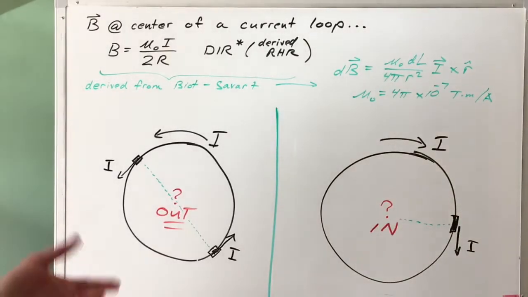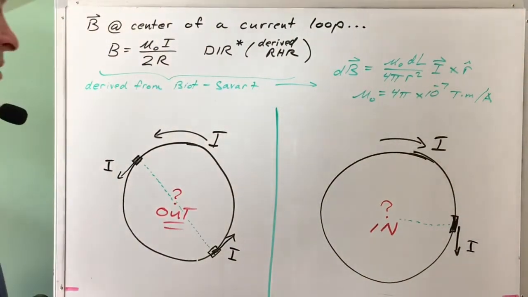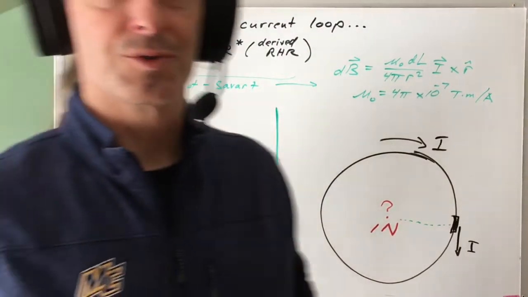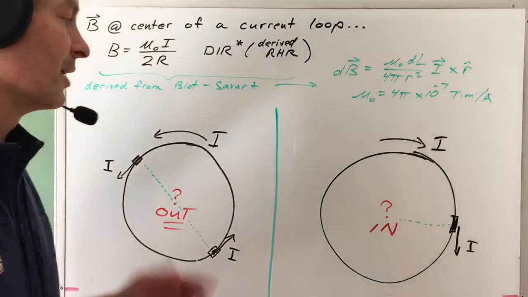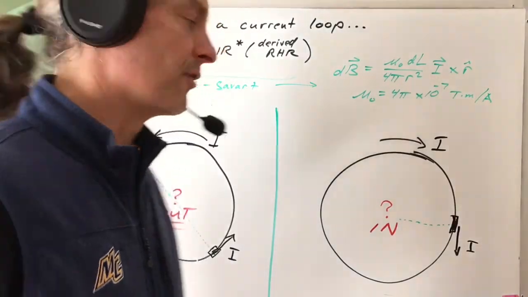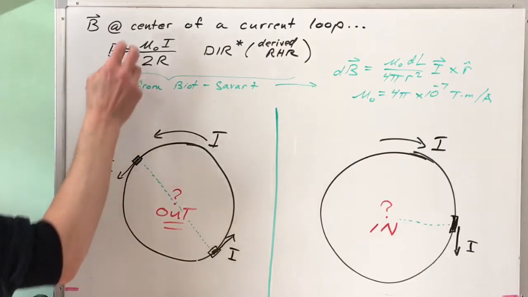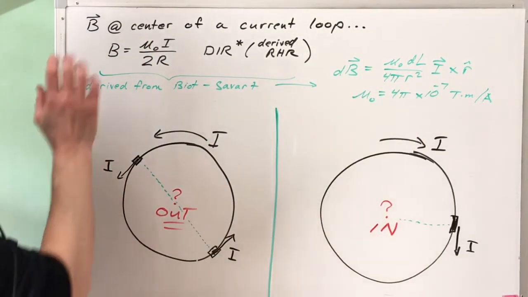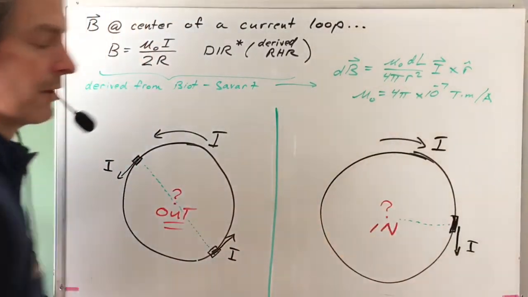Okay, so for loops, it's pretty simple. If you're looking at a loop face on, the magnetic field is either going to be out or in, and so these right-hand rules will help you know which direction you have. Again, if you want to find the magnitude of the magnetic field at the center of a current loop, you need the radius of the loop, you need the current in the loop, you need the value of this physical constant. And again, keep in mind this formula is only good at the center of a current loop.